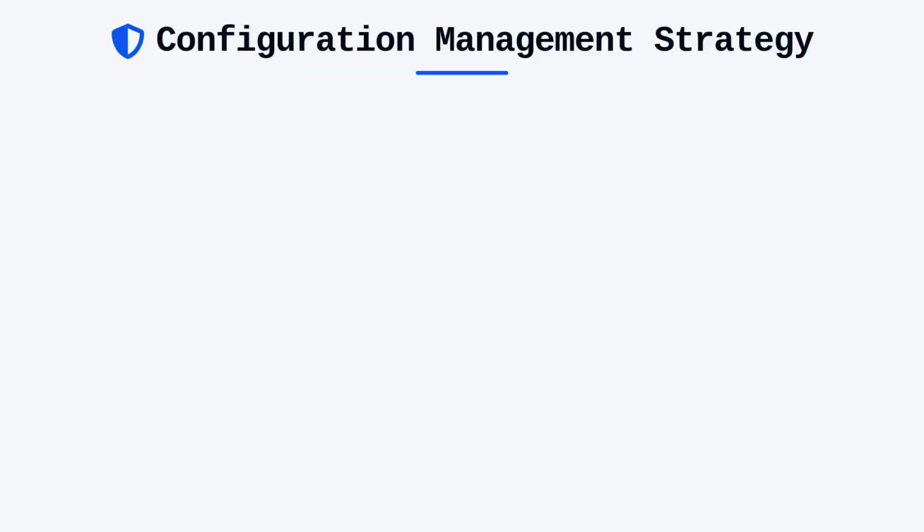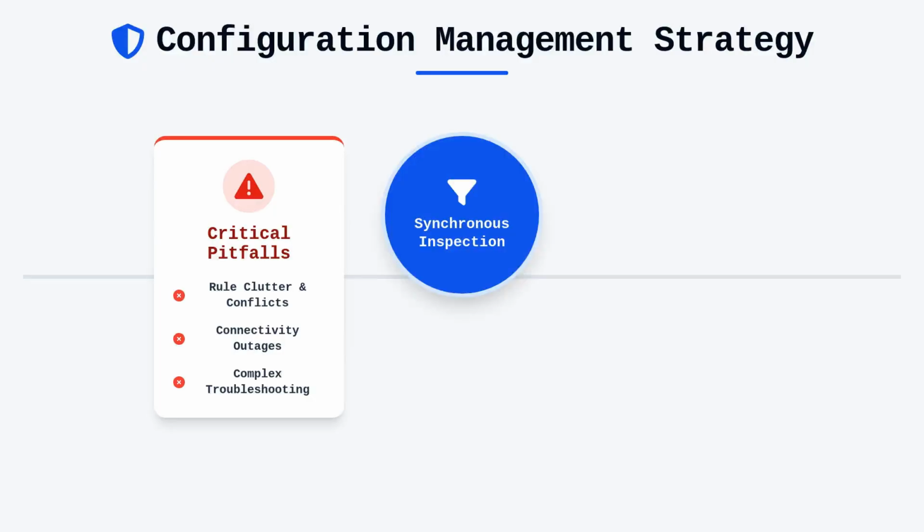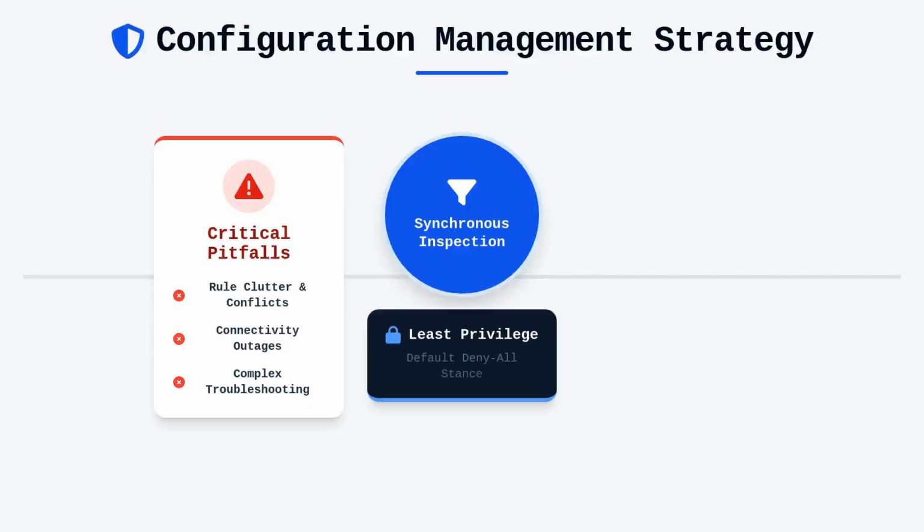Maintaining these lists requires a disciplined approach to configuration management to avoid the common pitfall of rule clutter or conflicting directives. Since every packet is inspected synchronously as it traverses the boundary, any misconfiguration or overlapping rule set can lead to unintentional connectivity outages that are often difficult to troubleshoot. You should adopt a policy of least privilege, explicitly granting only the communication flows necessary for service operation and defaulting to a deny-all stance for any traffic that has not been explicitly authorized.